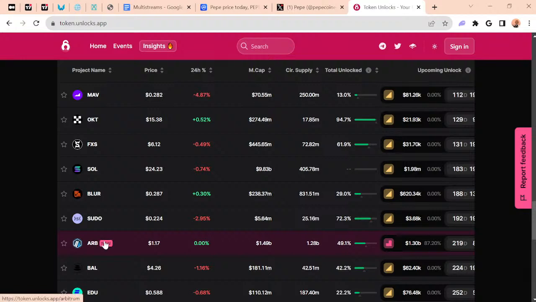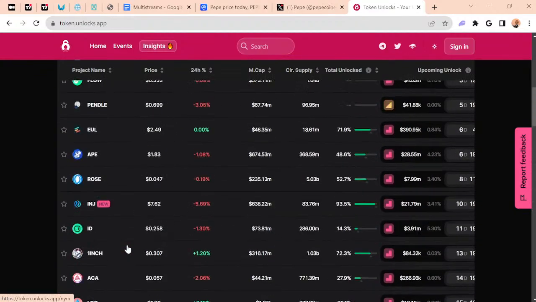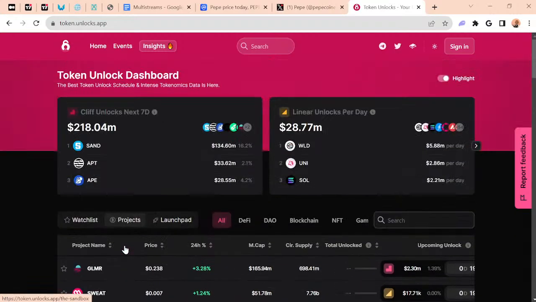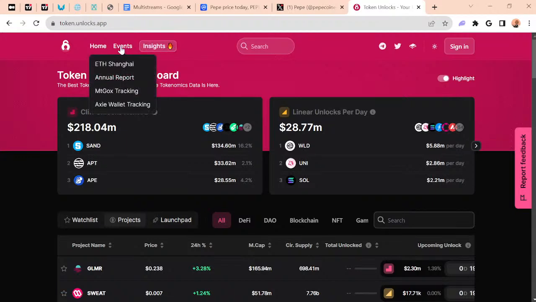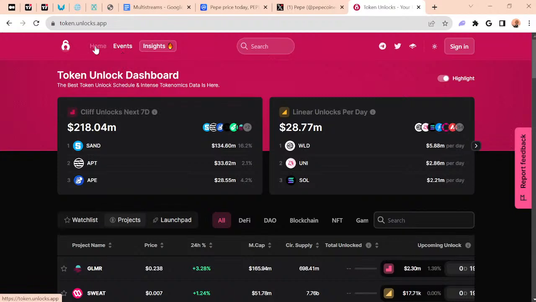That's really a big deal, honestly. So it is heavily distributed. So there is no unlock event, because any unlock event could actually invalidate the analysis, because when people read the announcement about unlock events, they try to dump the coin before the unlock event takes place. Okay, this is the home page.